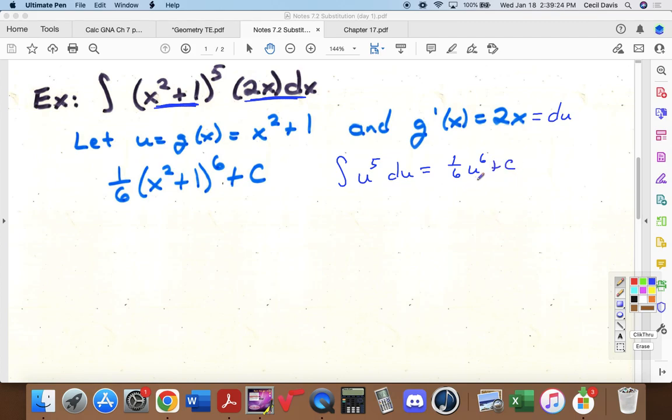Then if we replace the u with what we said it was equal to begin with, we get this. We're replacing the u with x squared plus 1. So we're putting it back into terms of the variable that we started with. We started with an expression in terms of x. We want to end with an expression in terms of x. It's just a way of making this look a little nicer.